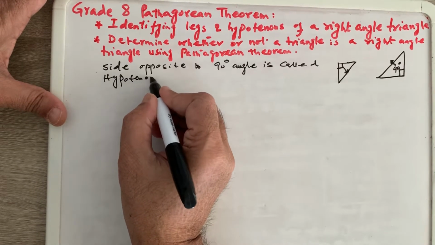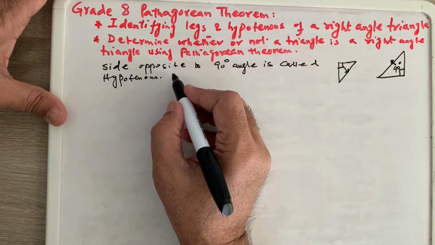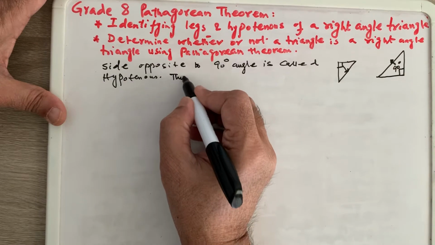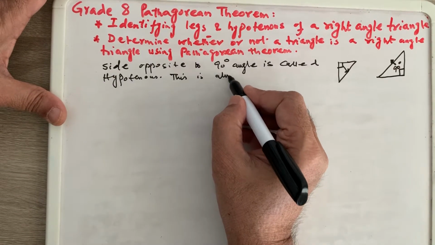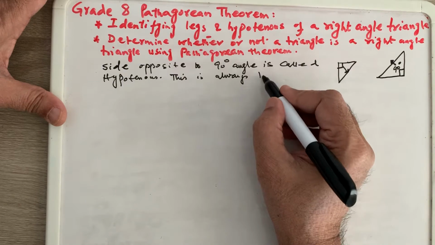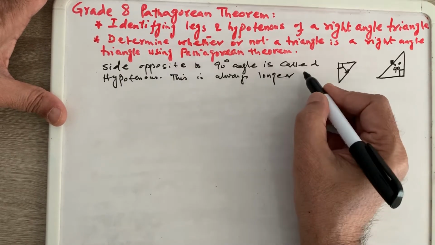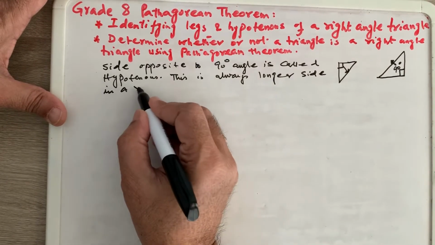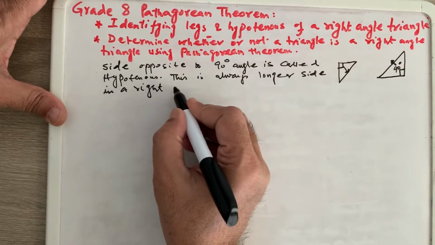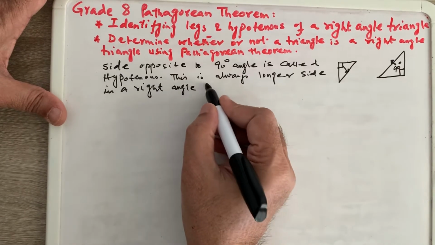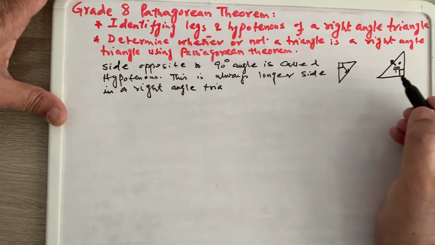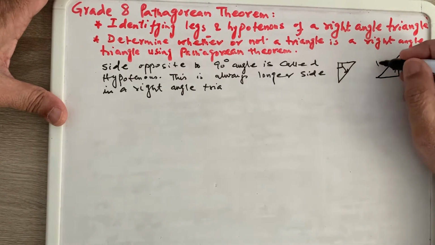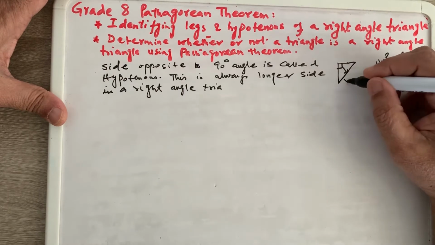Hypotenuse. And hypotenuse is always the longer side in a right angle triangle. So whichever is opposite to the 90 degree angle is the hypotenuse. So in this case, my hypotenuse is this. In this case, my hypotenuse is this.